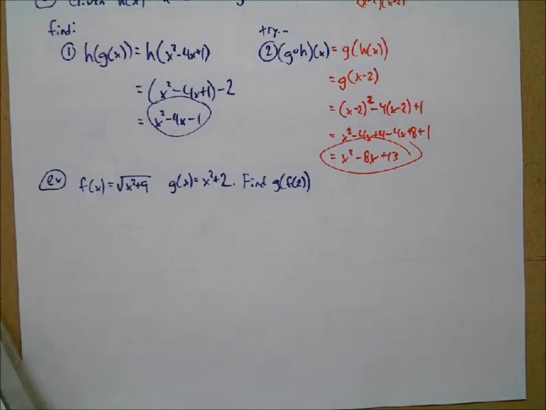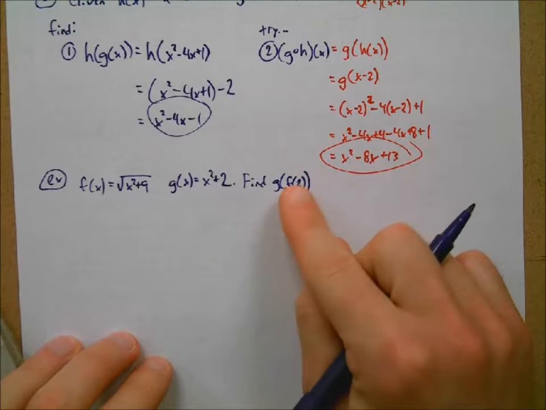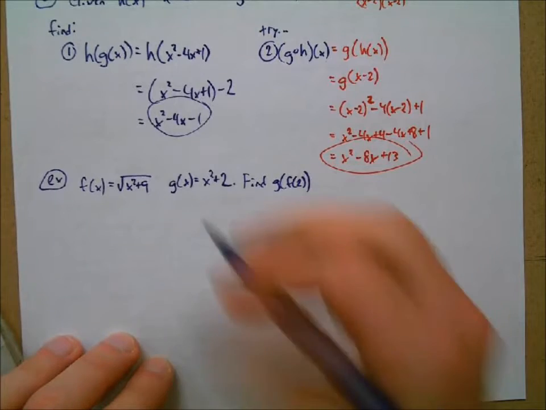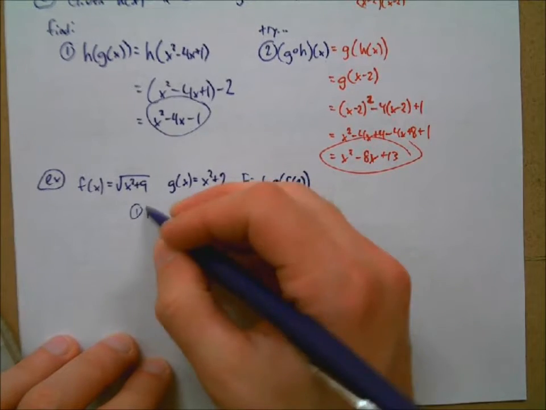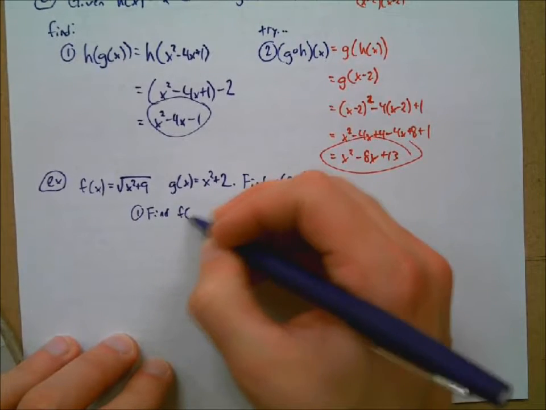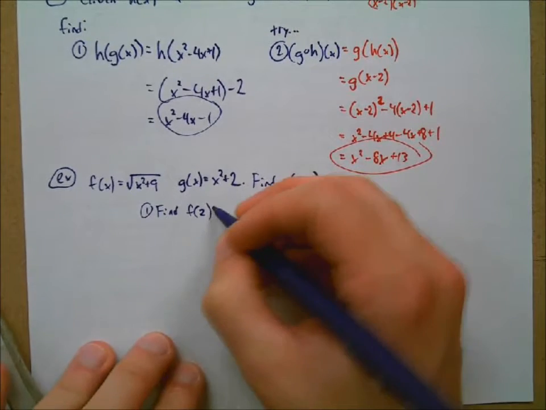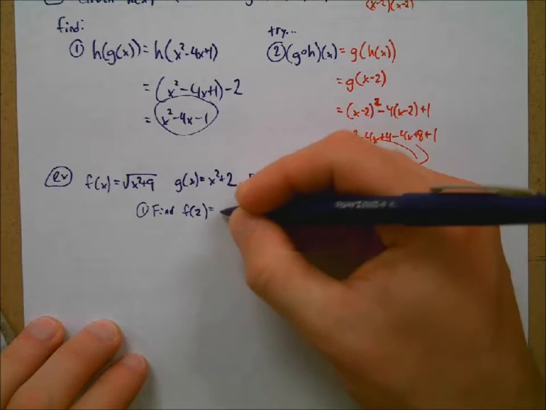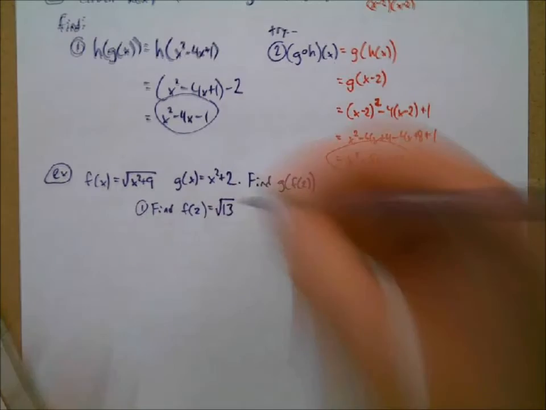I'll do what's inside the parentheses first. What is f of 2? Well, what will f of 2 be? f of 2 will be what? 2 squared plus 9. That's 4 plus 9. That's 13, right? The square root of 13. Yep, so square root of 13. Let me simplify there.